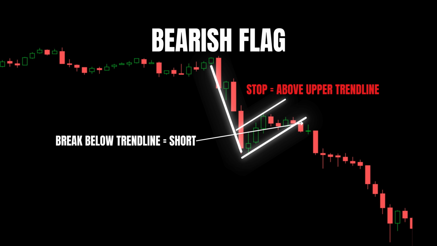Last but certainly not least is the bearish flag. Our entry comes once we get a candle break below the lower trend line, and our stop is a candle above the upper trend line.